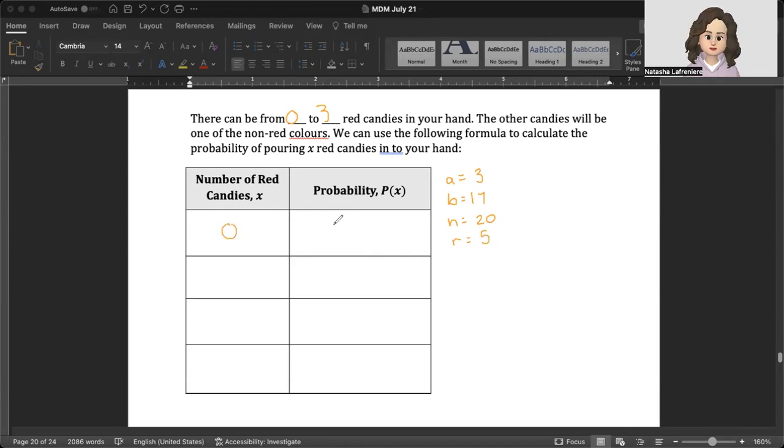Again, throw it into your formula. The first is 0.0686. This one is 0.3431, and you keep going. This will be for 1, 2, and 3.